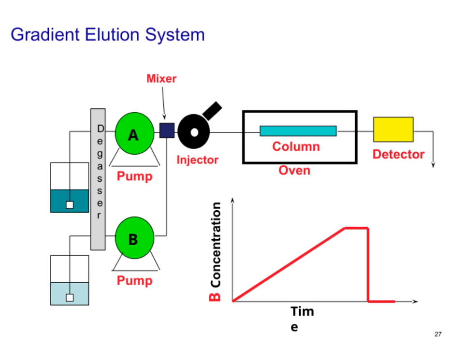The injector introduces the sample into the system, ensuring it enters smoothly and evenly. The gradient elution system, as a whole, allows us to gradually change the solvent composition during the run, which enhances separation efficiency and reduces analysis time. All these components work together seamlessly to produce reliable, high-quality analytical results, helping us understand complex mixtures more effectively.